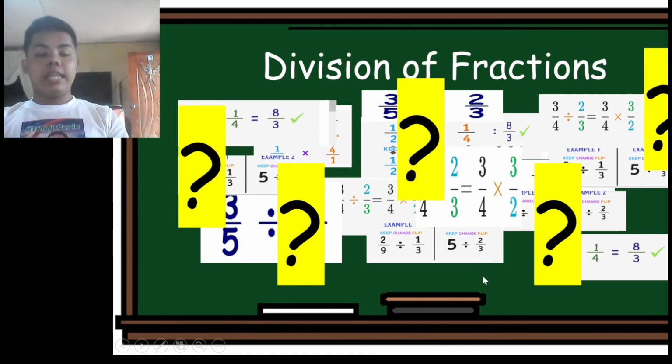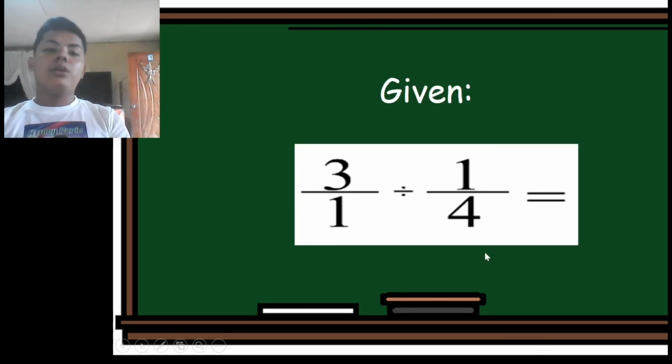Since you already know how to add fractions, subtract fractions, and multiply fractions, now we're going to proceed to division of fractions. So, the same as the subtraction, addition, and multiplication of fractions, division of fractions also has its own procedure in getting the answer. So we have a fraction here as the given example: 3 over 1 divided by 1/4 is equal to blank.